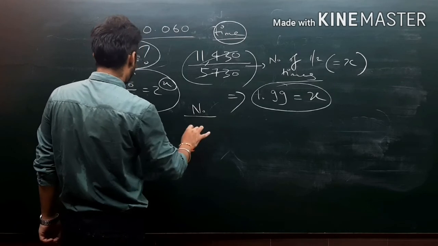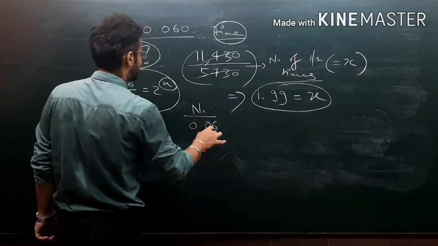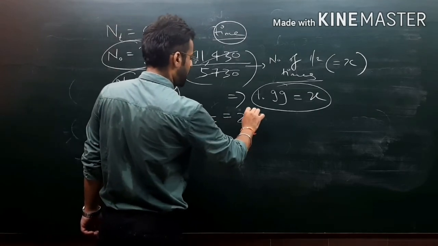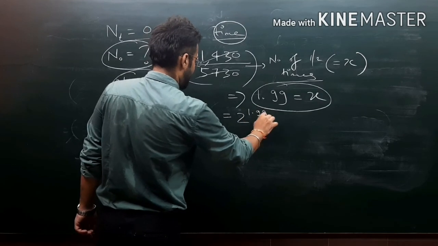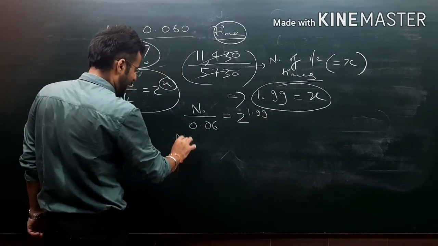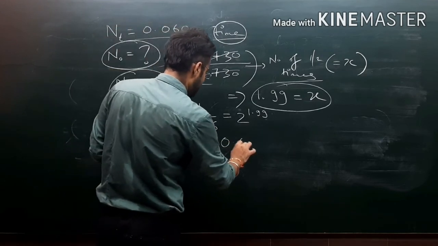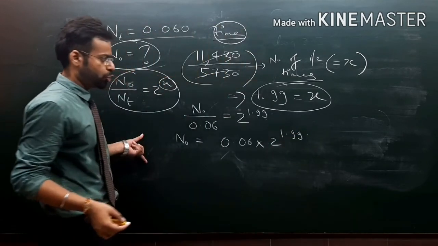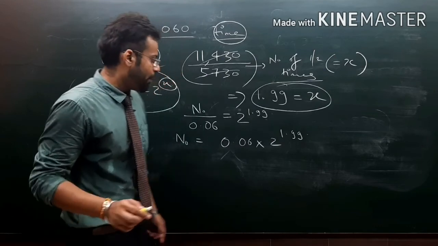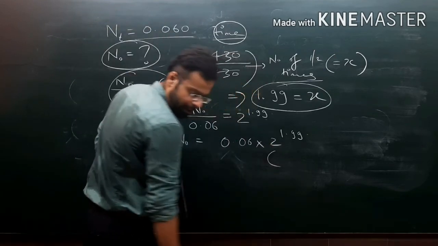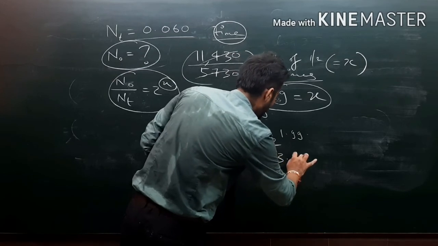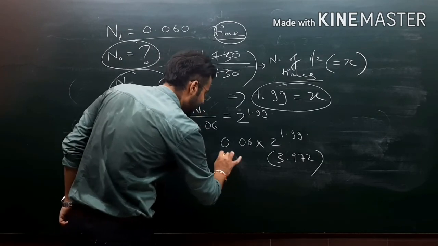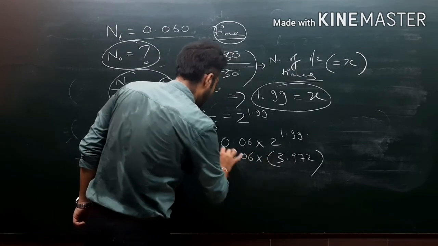N0 upon 0.06, we can omit the 0, is equal to 2 to the power 1.99. So the value of N0 comes to be 0.06 into 2 to the power 1.99. Now calculating 2 to the power 1.99, this value comes to be approximately 3.9972. In short, I'm taking this value, and I multiply it with 0.06.